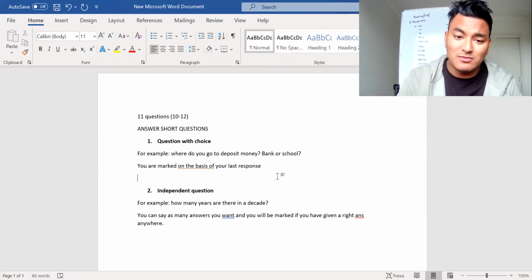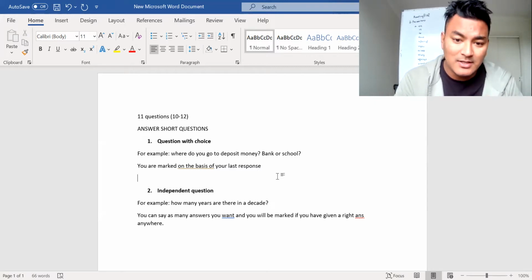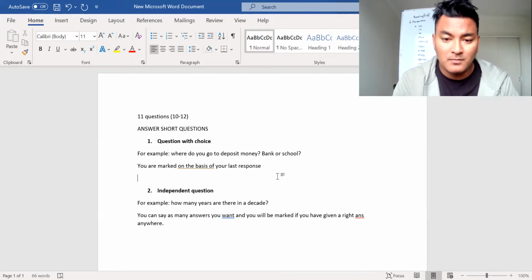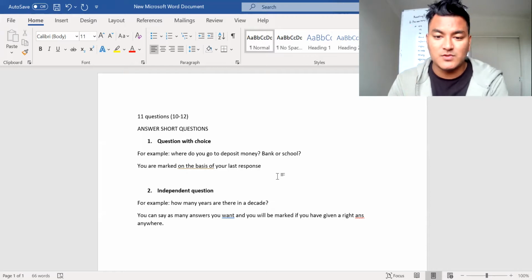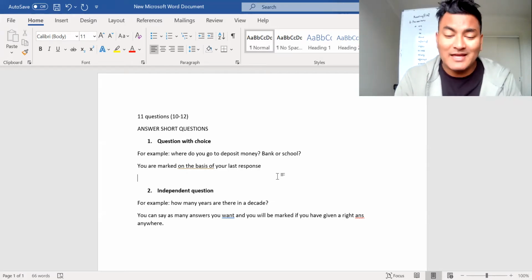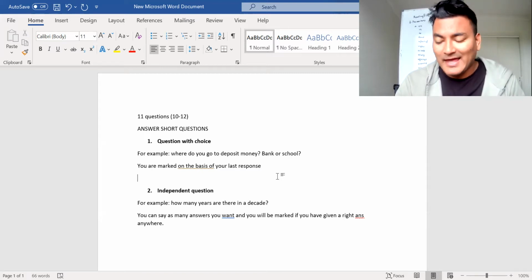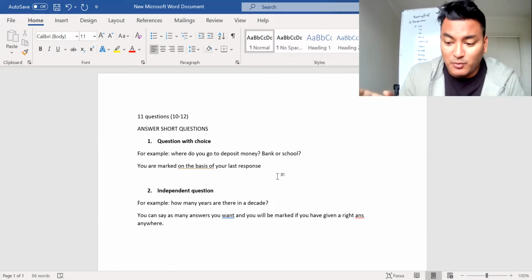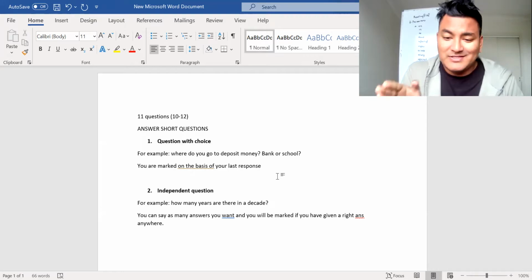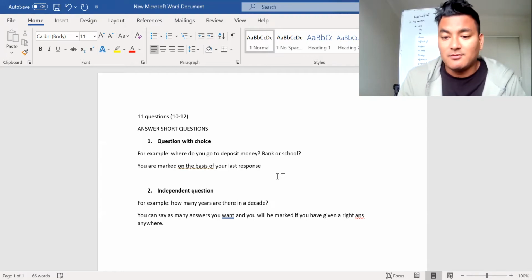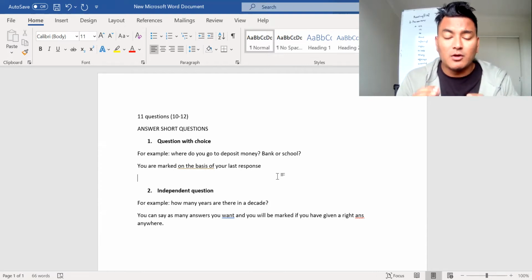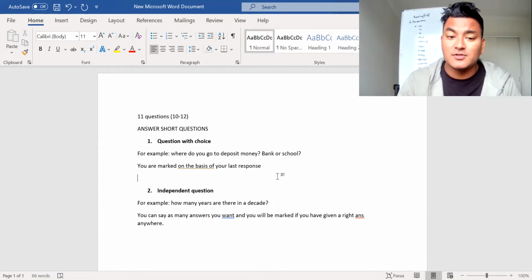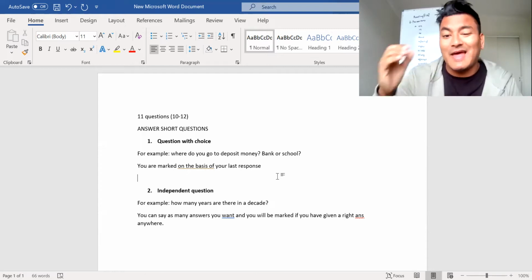So for example, let's say you get the question, where do we go to deposit money? And then the option is bank or school. And you say bank or school. So you will be marked on the basis of your last response, which is school. So the computer will say that, okay, this is wrong. That's how you are marked. So if you say bank at last, you will get the point for that question because you got it right. If you say school at last because you don't know, then you lose the point for that question. So no matter how many times you say your answer, you are always marked on the basis of your last response. So make sure that you give the right response at last.